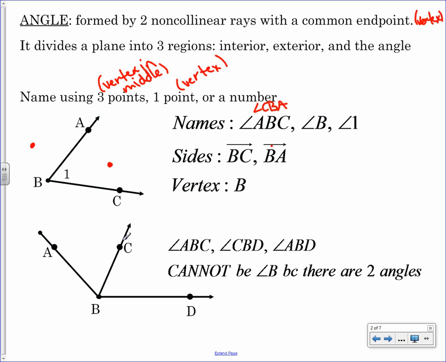ABC, what's another one? CBA. If I put a 1 there, you could still call it just angle 1. That's fine, but you cannot call it angle B. Okay? What about this angle here? CBD or DBC or angle 2. That's fine as well. This big one, ABD or DBA. Is that okay? Do you guys get the difference between the top picture and the bottom one, why I can't use just one letter? Okay, good.